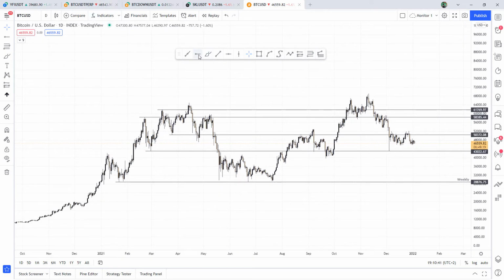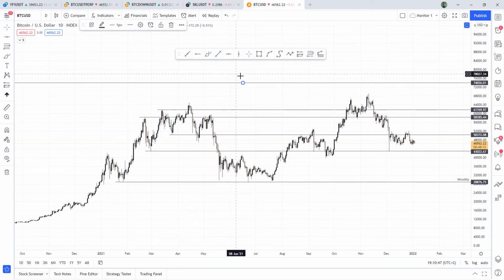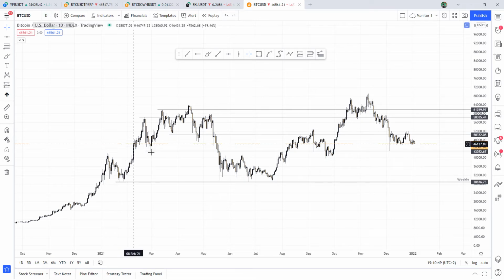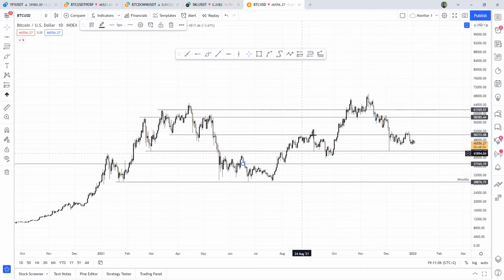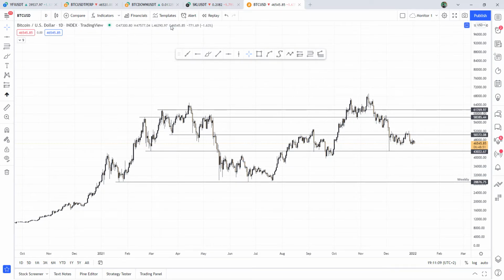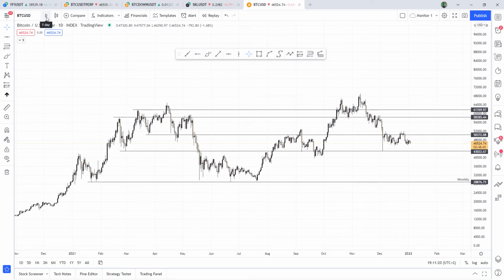Why did I use the horizontal ray and not this horizontal line? It's because I want to know exactly where the level starts. So I know it's from here. If I put this one, I don't know from which candle or week I created this support, and I have to go back and check every time frame. This is why I use the horizontal ray.